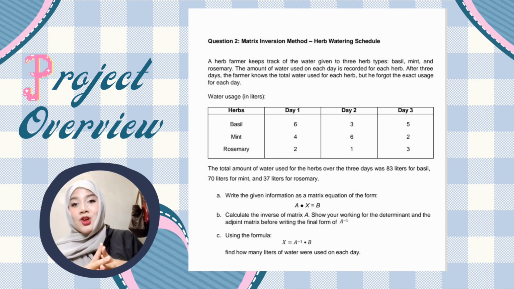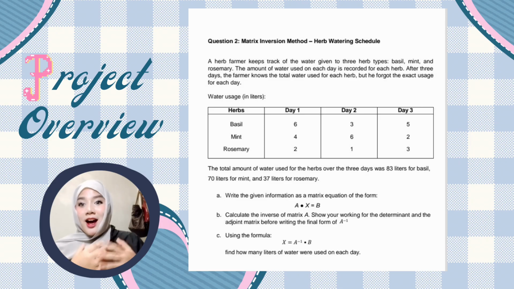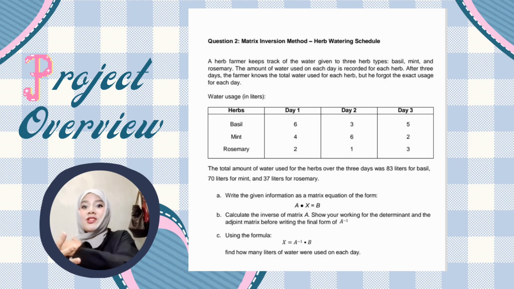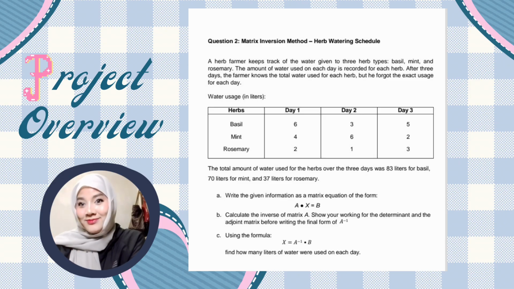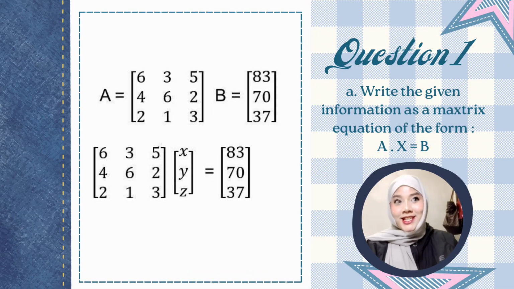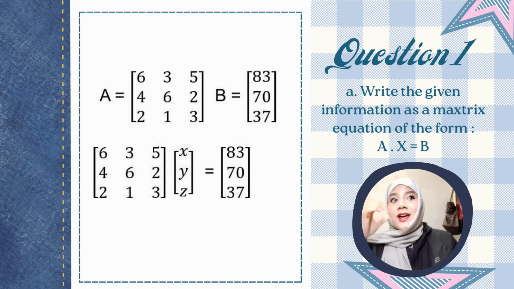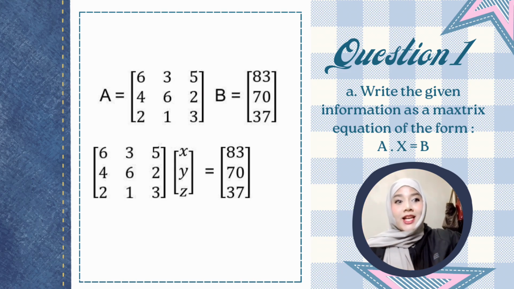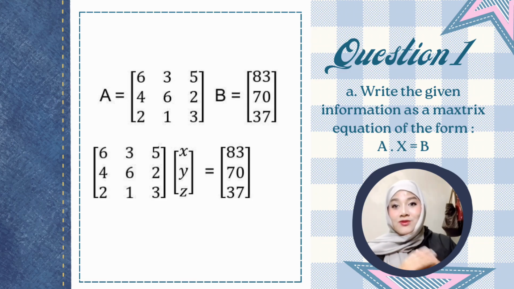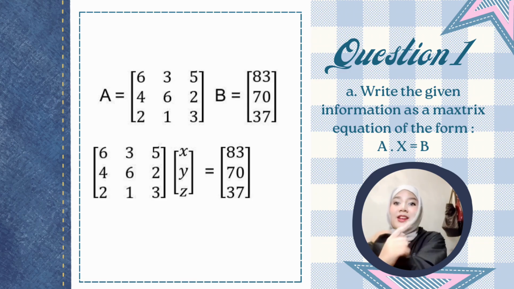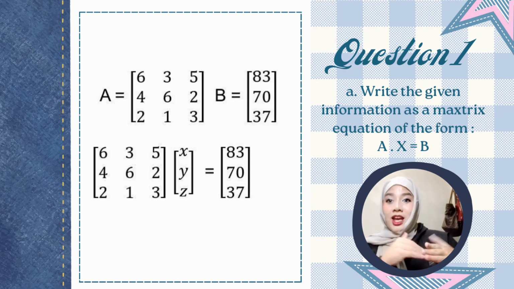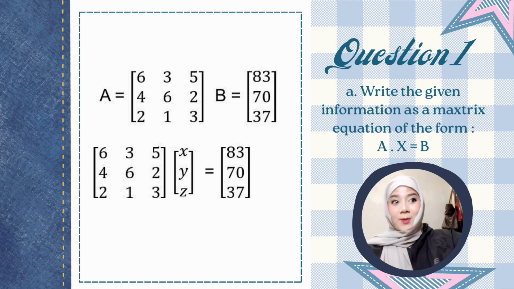So basically, my friends and I are going to explain how to solve a system of equations using 3x3 matrices. The first question: write the given information as a matrix equation of the form AX = B. Matrix A represents the coefficients from the table earlier, from day 1 to day 3.